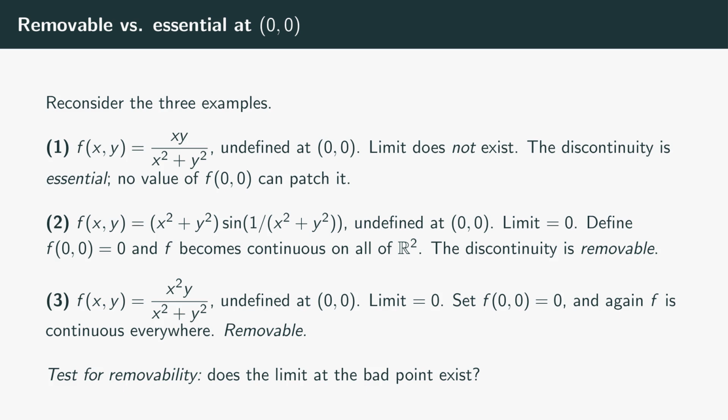For x squared plus y squared times the sine of 1 over x squared plus y squared, the limit was 0. If we extend the function by defining f at (0, 0) to be 0, the function becomes continuous on the whole plane. The discontinuity is removable. For x squared y over x squared plus y squared, the limit was also 0. Same story, set f at (0, 0) equal to 0, and continuity is restored. Removable. The test for removability is precisely whether the limit exists at the bad point. If it does, plug it in and the function becomes continuous. If it doesn't, you're stuck with a permanent discontinuity. So the entire content of today's episode, existence versus non-existence of multivariable limits, is the test that tells you which singularities can be removed and which cannot.